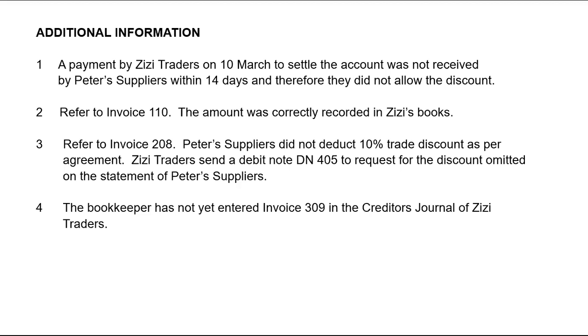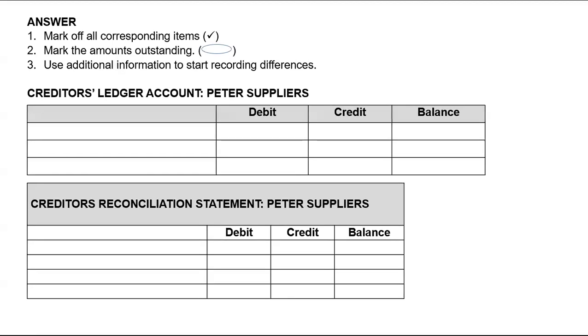Okay? Prepare the creditor's ledger of Peter suppliers and also prepare the creditor's reconciliation statement. So we prepare the creditor's ledger for Peter suppliers, and then we're going to prepare the creditor's reconciliation statement, which is basically the statement that was supposed to have been prepared by Peter suppliers. We're correcting it on their behalf.